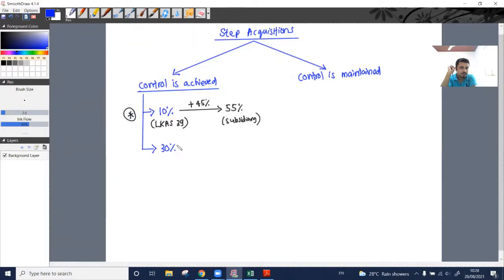What? We have acquired 30% of another company. Then that particular company is what for us? Third year first semester. What? We have acquired something in between 20% to 40%. Sorry, 20% to 49%. 20% to 49%.